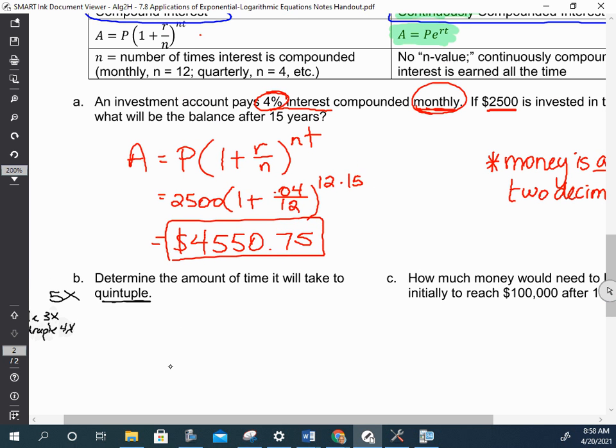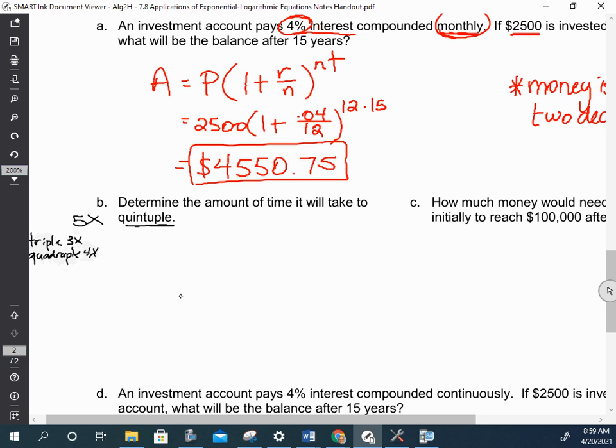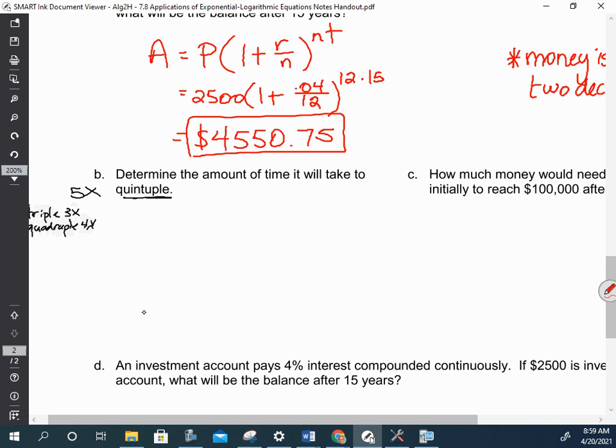So that means we are starting with $2,500. That means you want your A value to be 2,500 times 5, $12,500. So they're asking you in this particular problem how much time it will take. Everything else is the same except for time. We don't know what the time is.